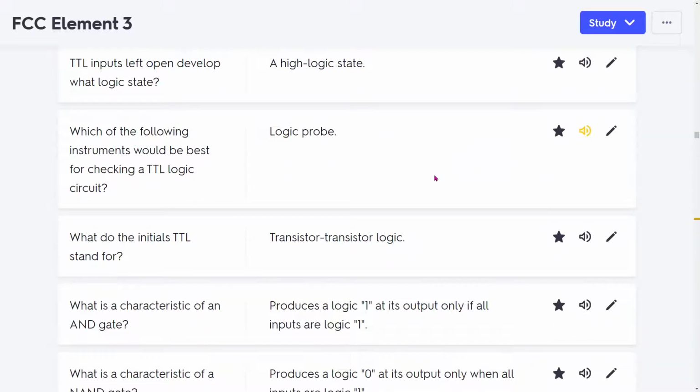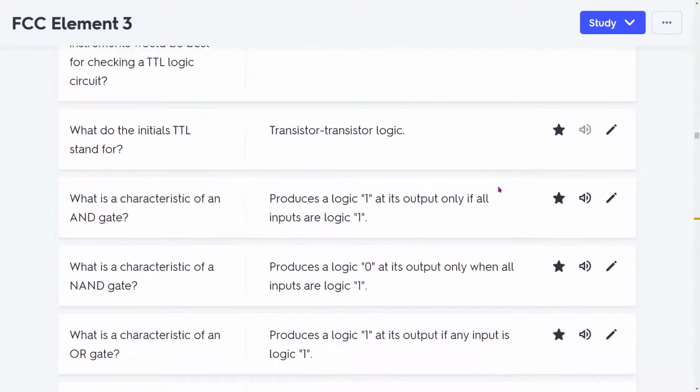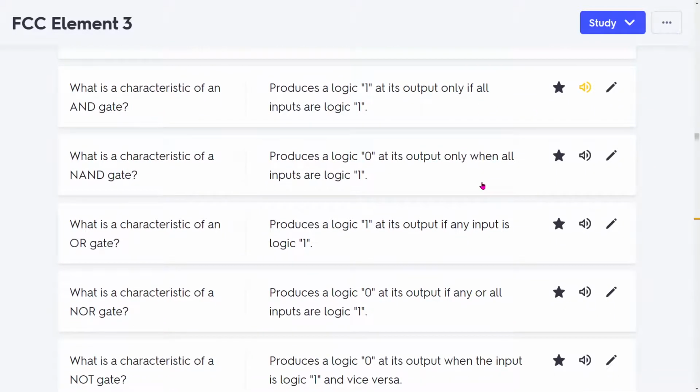Which of the following instruments would be best for checking a TTL logic circuit? Logic probe. What do the initials TTL stand for? Transistor-transistor logic. What is a characteristic of an AND gate? Produces a logic 1 at its output only if all inputs are logic 1. What is a characteristic of a NAND gate? Produces a logic 0 at its output only when all inputs are logic 1.